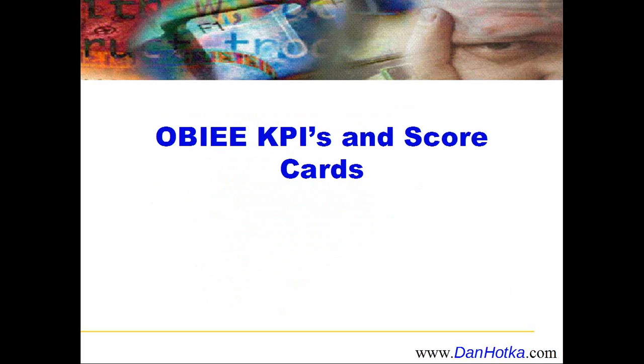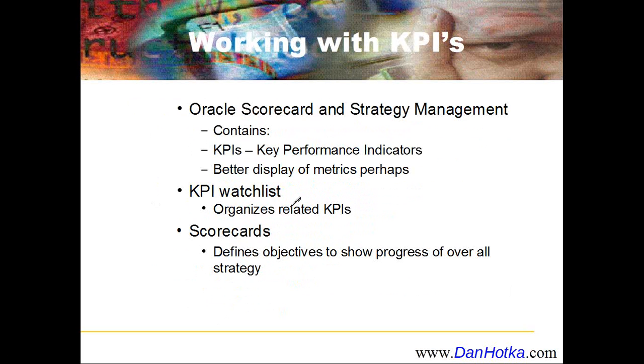Okay, KPIs and scorecards. This is part of Oracle's scorecard and strategy management. It contains the KPIs, the key performance indicators. It's a nice display of the metrics. It also works with KPI watch list, which is a way of organizing related KPIs together. So you can add KPIs and KPI watch lists both to your dashboards and to your reports. It's mostly for your dashboards, but you can stick it in reports. And it allows for better visualization of the metrics.